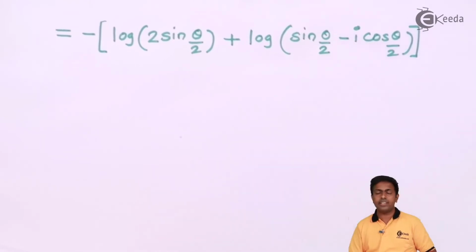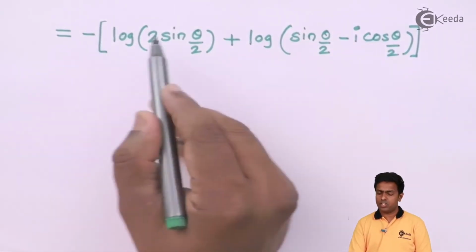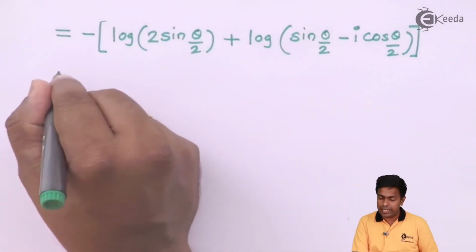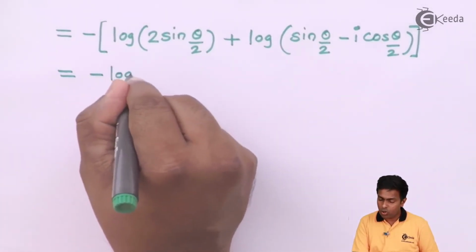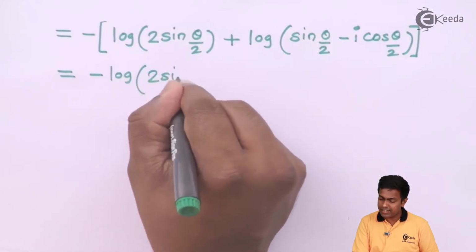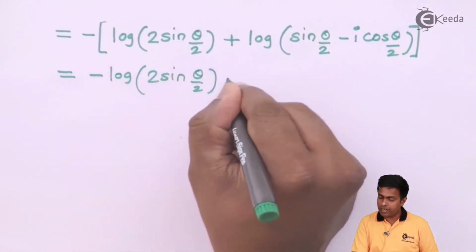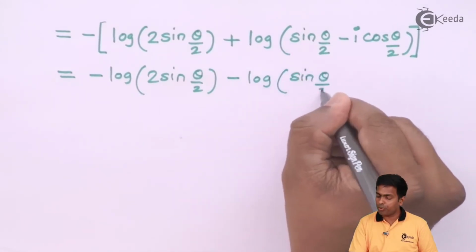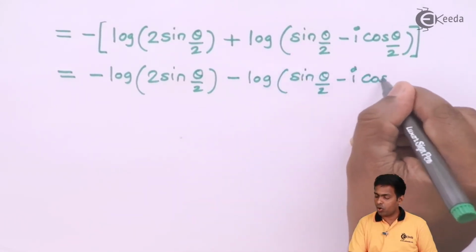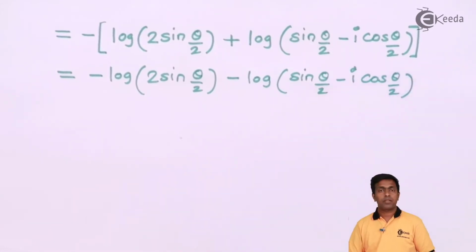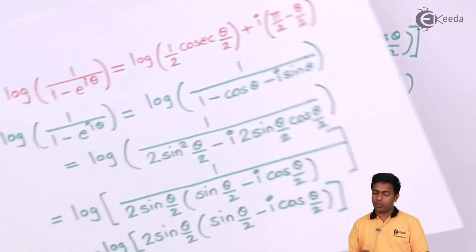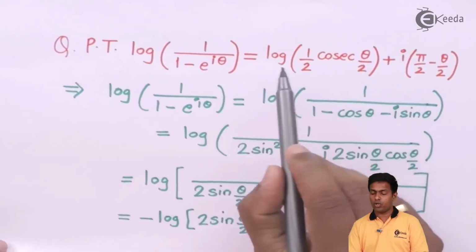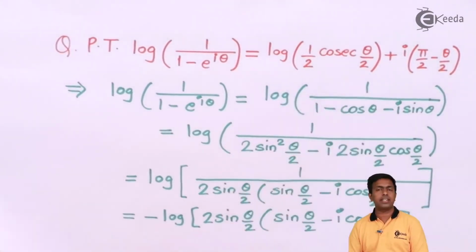So what I did here is I have applied the property. Now due to the negative sign, these two terms will become negative, so we will get minus log of 2 sin theta by 2, and minus log of sin theta by 2 minus I cos theta by 2. Now let's observe the question. In the answer we want log of half cosec theta by 2.